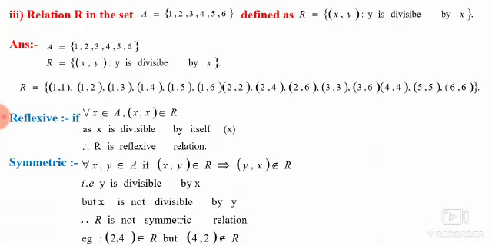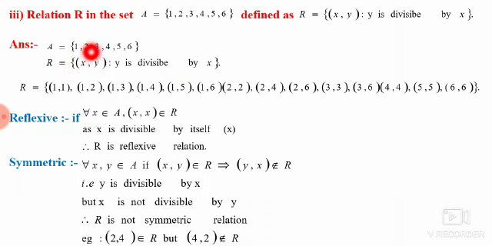Let me begin with the third question. The relation R in the set A = {1, 2, 3, 4, 5, 6}, which is finite, is defined as R = {(x, y) such that y is divisible by x}. The second element is divisible by the first element. Then is such a relation reflexive, symmetric and transitive? Let me begin with the solution of this problem. The given set A is a finite set containing 1, 2, 3, 4, 5, 6.